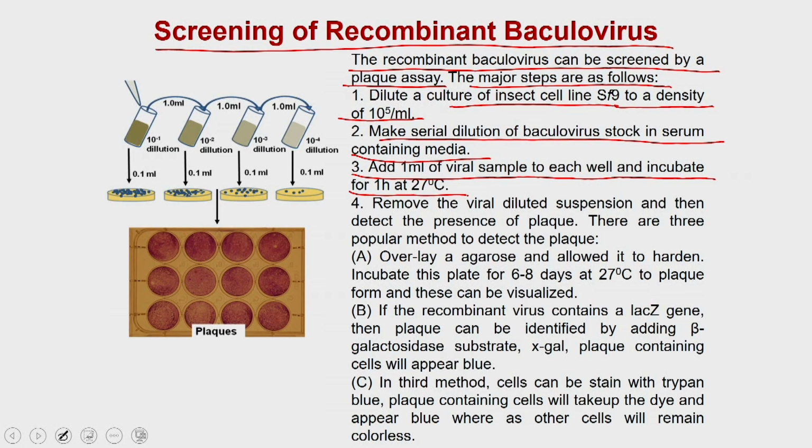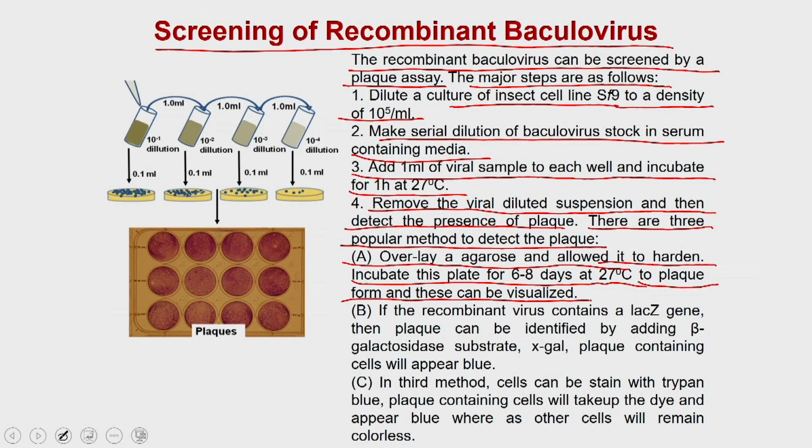Now, remove the viral diluted suspension and then detect the presence of plaque. There are 3 popular methods to detect the plaques. What are these methods? Number 1, you overlay the agarose and allow it to harden. Incubate this plate for 6 to 8 days at 27 degrees Celsius for plaques to form, and these can be visualized.